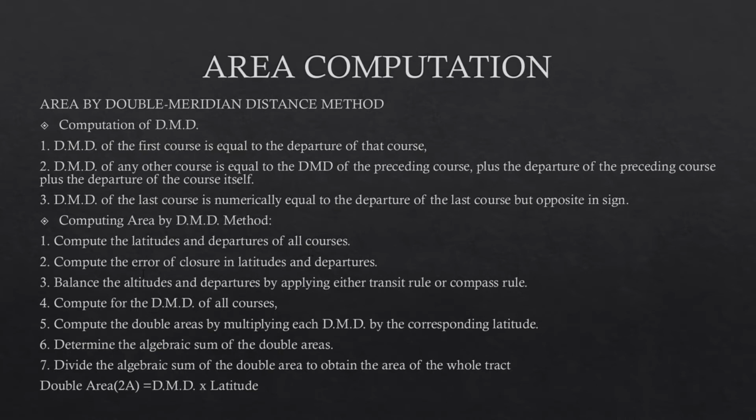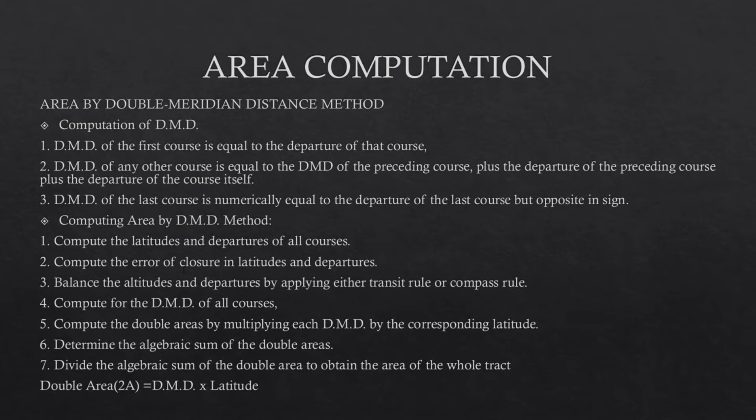Second, compute the error of closure in latitudes and departures. Third, balance the latitudes and departures by applying the transit rule or compass rule. Fourth, compute the DMD of all courses. So, itong first 3, ito yung topic natin dun sa part 1 and part 2. Part 1 natin, yung compute ng latitude and departure, tsaka error of closure in latitude and departures. Then sa part 2 ng lecture natin, dito na sa transit rule or compass rule. So lahat 'yon ma-apply natin.